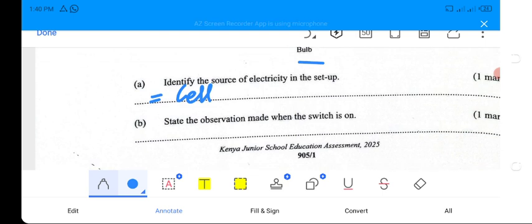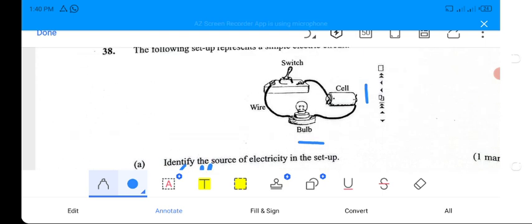State the observation made when the switch is turned on. So when the switch is turned on, the bulb lights.